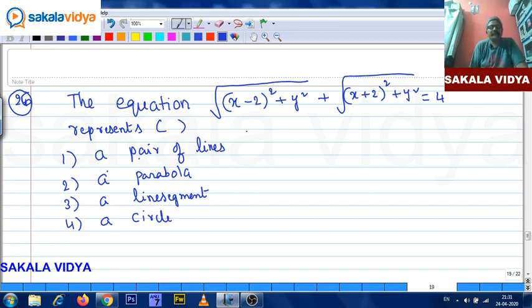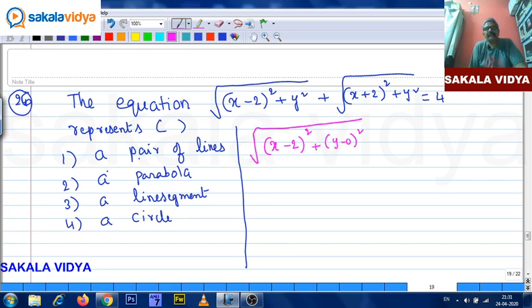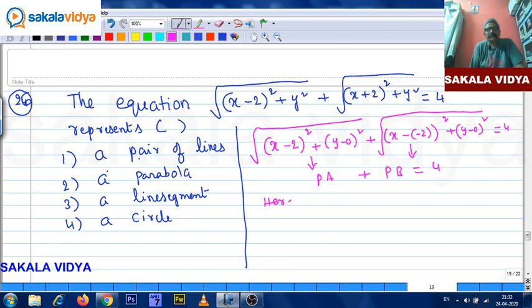So now it appears to be like this. First, let us write this one as (x - 2)^2 + (y - 0)^2. This is nothing but the distance between (x, y) and the point (2, 0). This can be written (x - (-2))^2 + (y - 0)^2, equal to 4. So, this is nothing but the distance from (x, y) to the point B. That means it seems to be PA + PB = 4. Here, A is the point (2, 0), B point will be (-2, 0). Now, this is K.